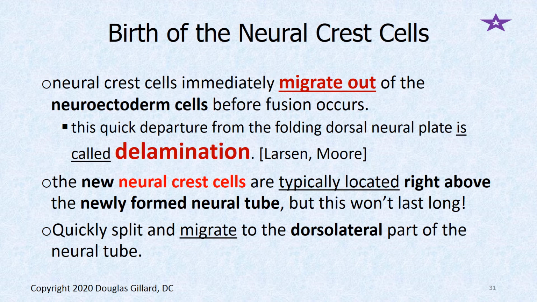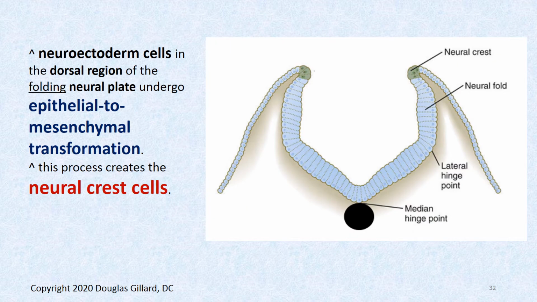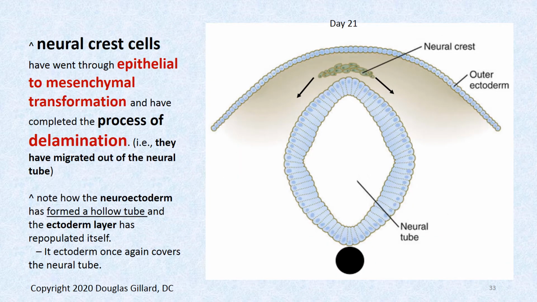So this has a name, of course, this getting out of Dodge, so to speak, if you're a cowboy movie fan. Get out of Dodge. This escape from the folding neural plate is called delamination. And as we said, they typically hang out right above the newly formed tube, and then they migrate down to those dorsolateral corners, as I already drew. And so we've done this a couple times. But this process of them escaping again is called delamination. Are we good?